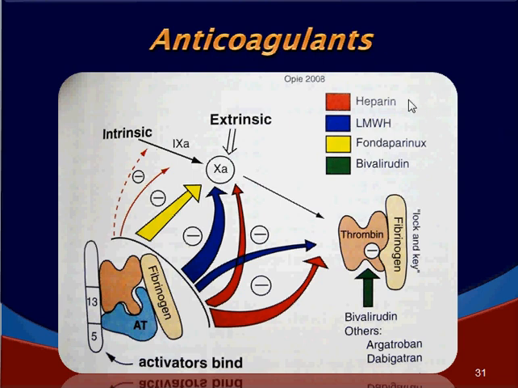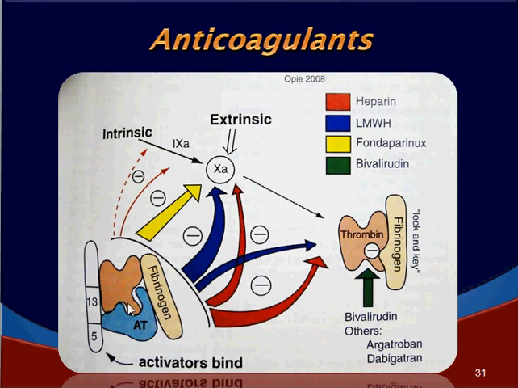One is the conventional unfractionated heparin, the red arrows. Then low molecular weight heparin, typically represented by enoxaparin in case of acute coronary syndromes. The other molecules, like dalteparin, are not that active. The only important molecule here is enoxaparin, then fondaparinux and bivalirudin. Fondaparinux is represented by the blue and bivalirudin by the green.